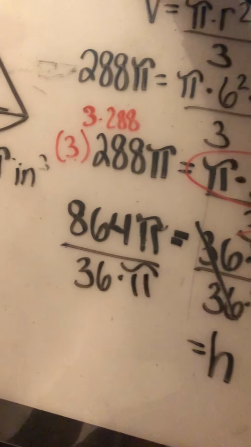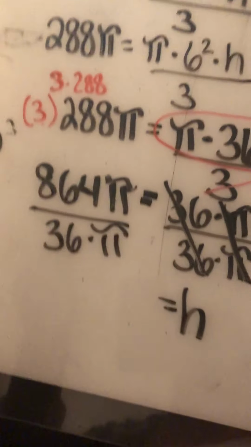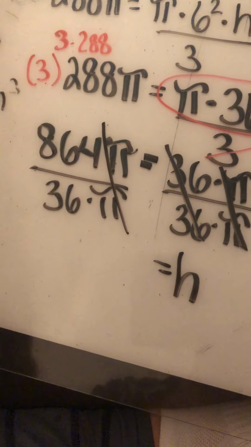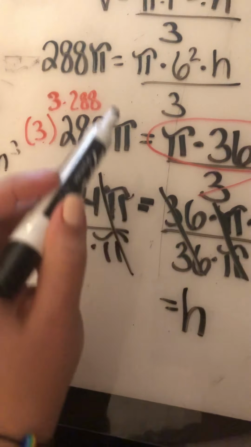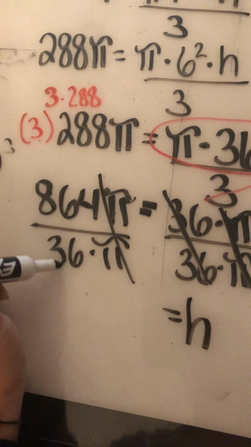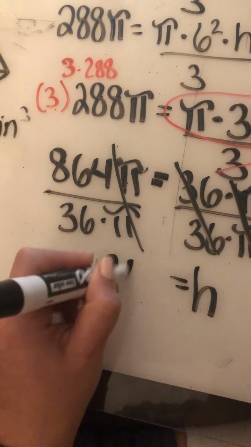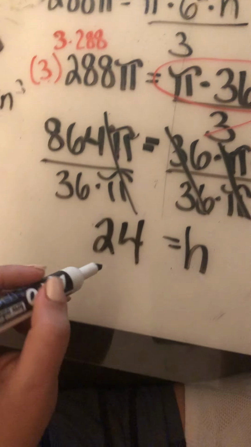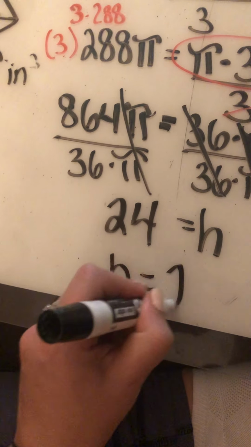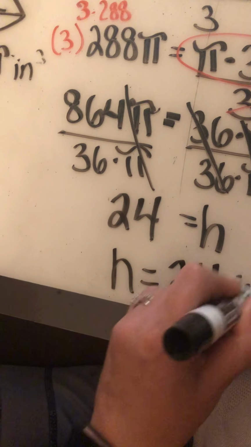Okay, and pi over there is going to also cancel. So our pi's cancel out. That's the whole reason why I had to keep it there. Okay, and you find the quotient of 864 divided by 36, which is going to give you 24. So our final answer is going to be h equals 24 inches.